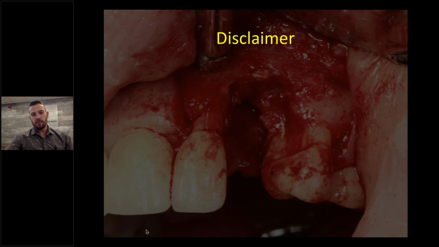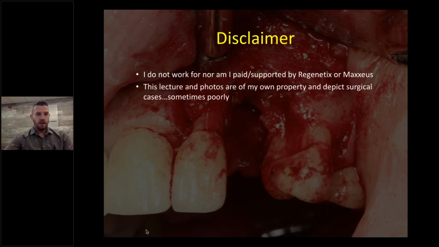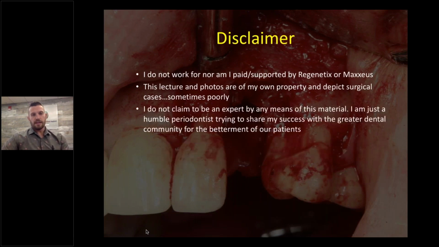Before I start, just a little bit of a disclaimer. I don't work for, nor am I paid or supported by, Regenetics or Maxius's companies. This lecture and photos are of my own property, and depict surgical cases, and unfortunately sometimes poorly, which is why I'm going to go through them with you. I don't claim to be an expert by any means of this material. I have just utilized it a decent amount now. I'm just a humble periodontist, and I want to share some of my successes with the greater dental community, so we can provide those benefits to our patients.